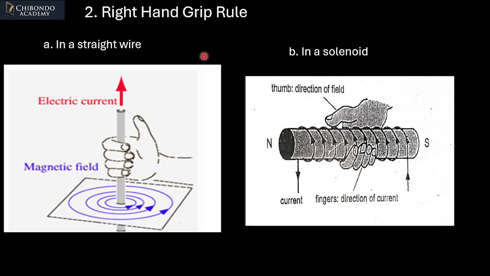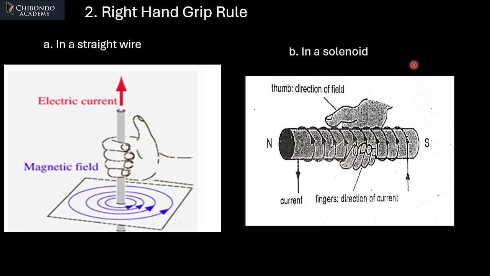Imagine using your right hand holding a conductor. The way you hold the conductor should be that the thumb points in the direction of the electric current. When the thumb points in the direction of the current, the rest of the fingers will point in the direction of the magnetic field. You can try this on the picture using your right hand. This is for a straight wire carrying current, or a straight conductor.